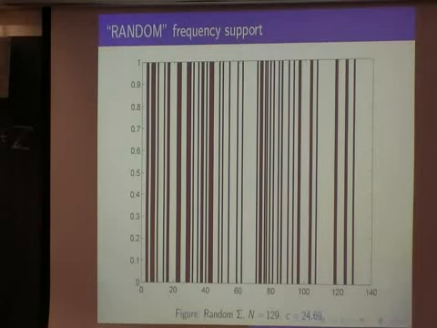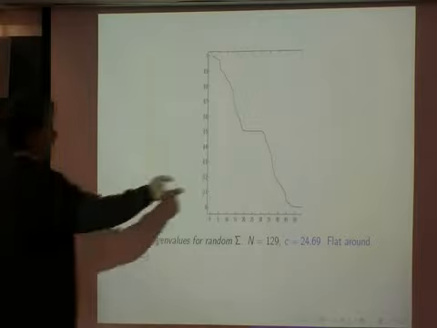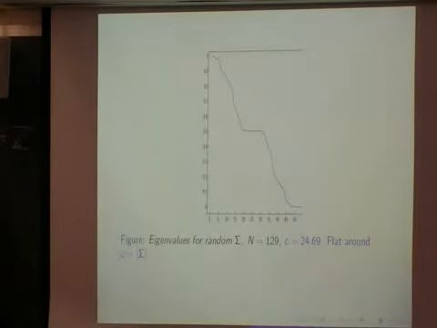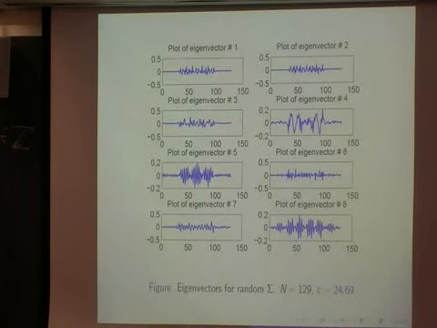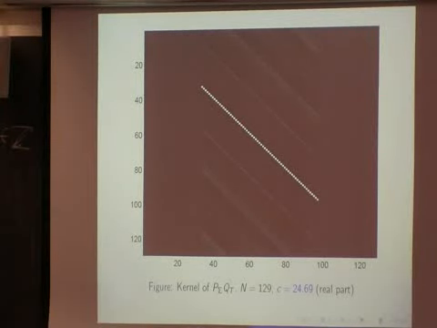And here's an example where I took a so-called randomly generated frequency support, and that's what the eigenvalues look like there. And you have this interesting flat region in the middle where you have several eigenvalues equal to a half. And those are the real parts of the eigenvectors. The spectrum in this particular example is not symmetric about the origin, so I'm just drawing the real parts of the eigenvectors. Okay, and that's the kernel of the operator P sigma Q T.